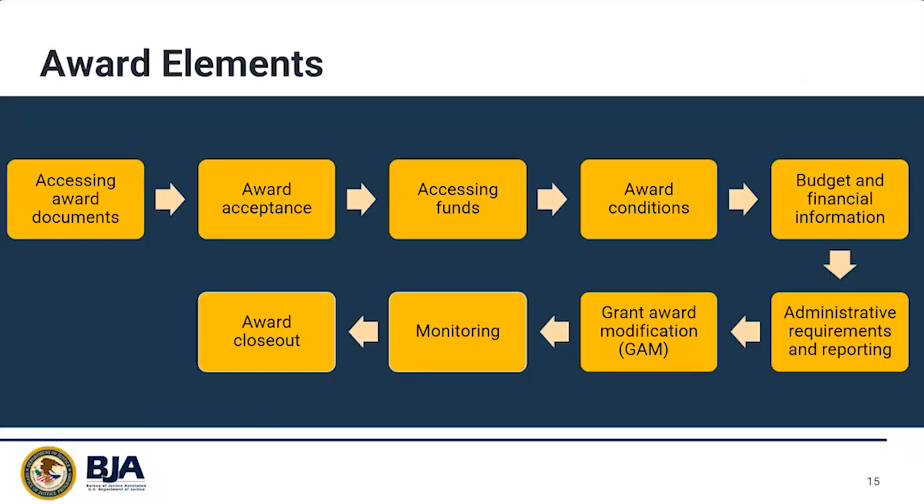There are generally 9 award elements that your agency will need to utilize in the management and implementation of your award. They include accessing your award documents, accepting your award, accessing the award funds, reviewing your award conditions, reviewing and addressing any budget and financial information, addressing administrative requirements and reporting, creating and reviewing grant award modifications, also known as GAMs for short, monitoring, and the award's closeout. Next slide, please.